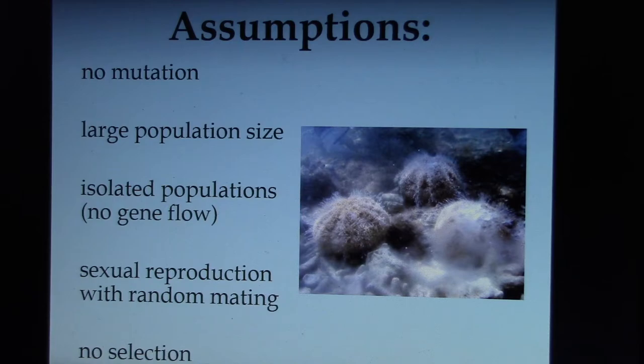But in order for that population to not change, there can be no mutation. The population size has to be pretty darn large. That's where genetic drift comes in as a mechanism of evolution. The populations have to be isolated. They can't be having a lot of gene flow between different populations, because that brings in new alleles potentially. There has to be sexual reproduction with random mating.